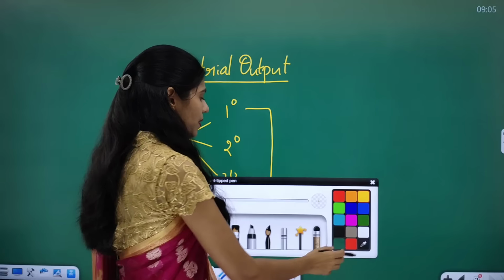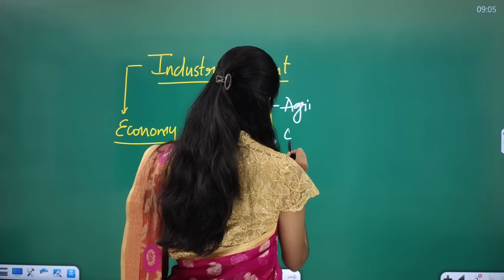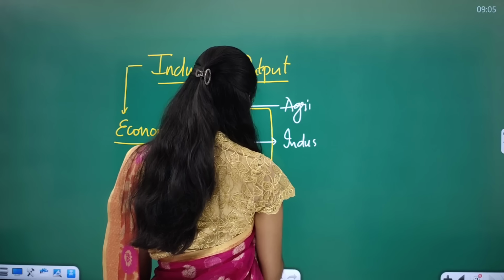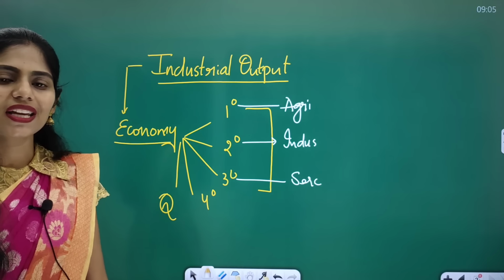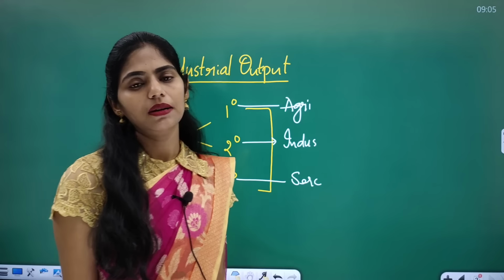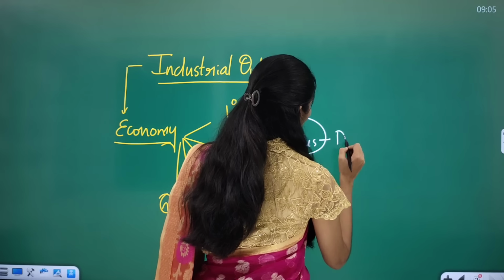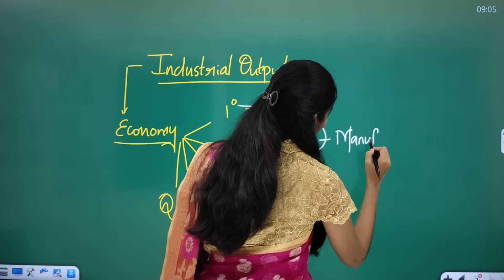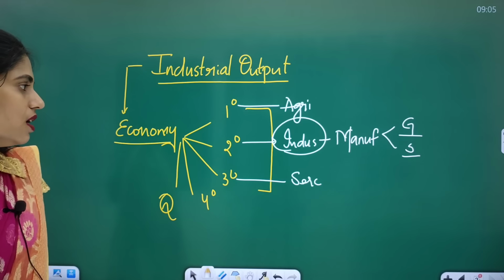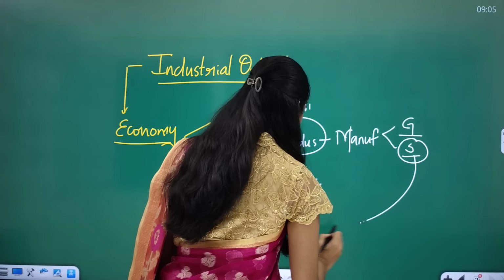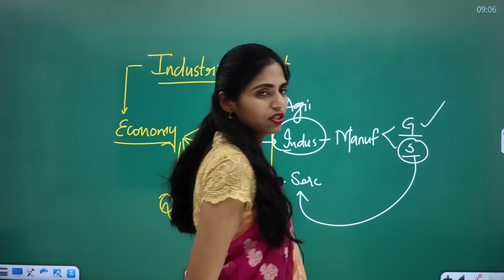Primary sector is nothing but agriculture, secondary sector is industry, and tertiary sector is the service sector. Agriculture means farming and allied activities like animal rearing, animal husbandry, and fisheries. In industry, we are focusing on manufacturing of goods. Services will come directly under the service sector. In manufacturing, we are talking about goods production.